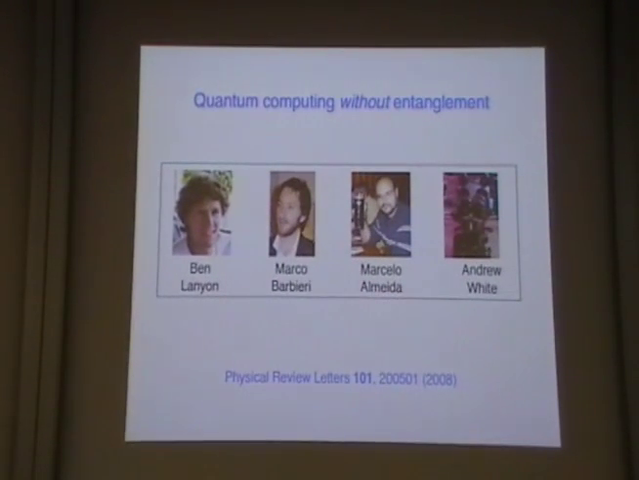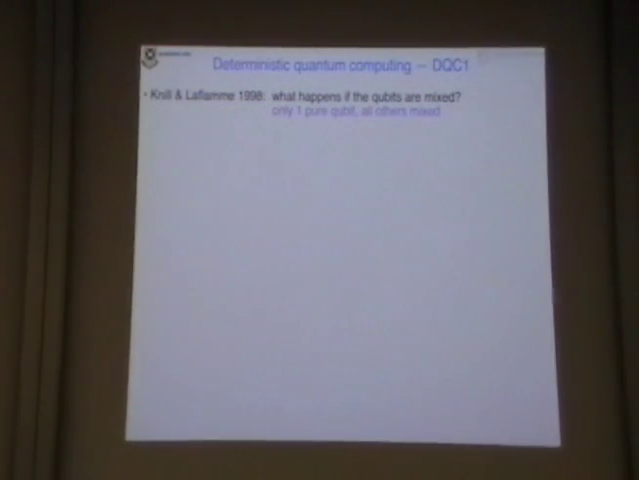Now, earlier I said entanglement is important. Back in 1998, Manny Knill and Ray Laflamme said, what happens if I have a computing circuit where all of the qubits are mixed, and by that they're completely decohered, they're completely classical, and I have one pure qubit? What will the answer be?